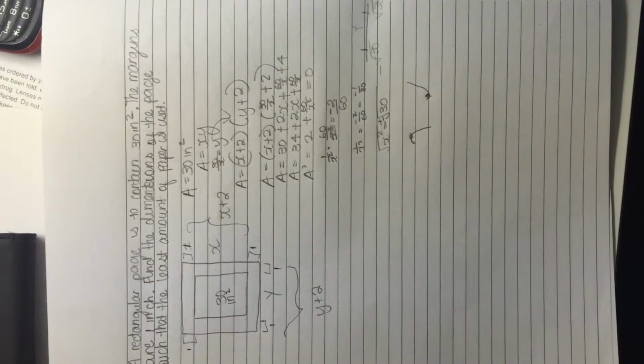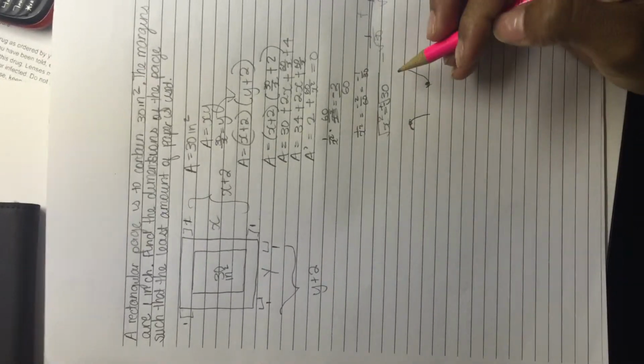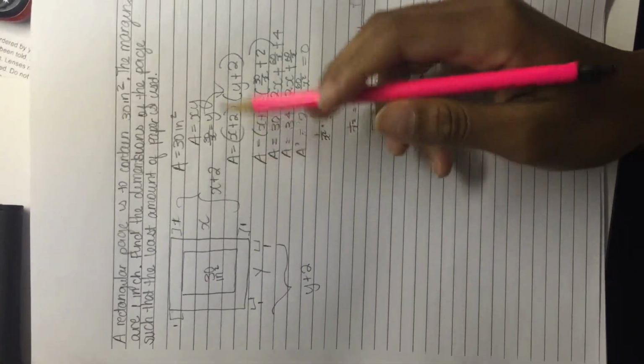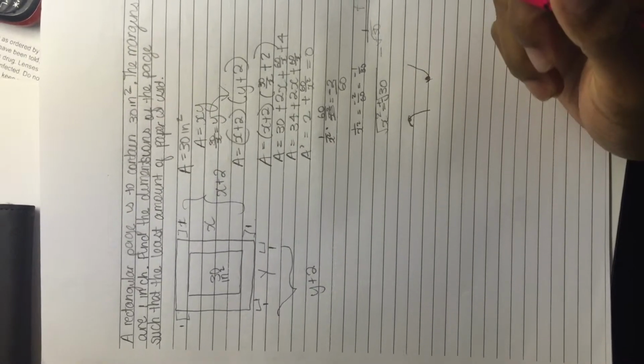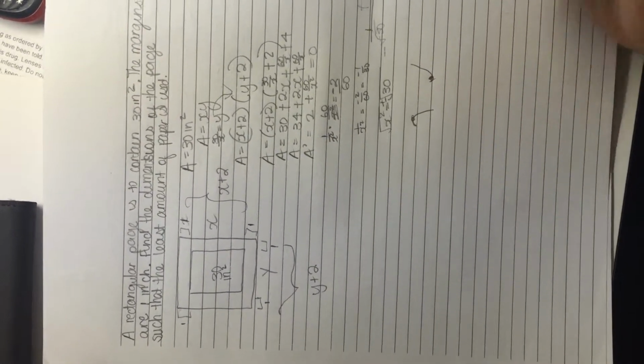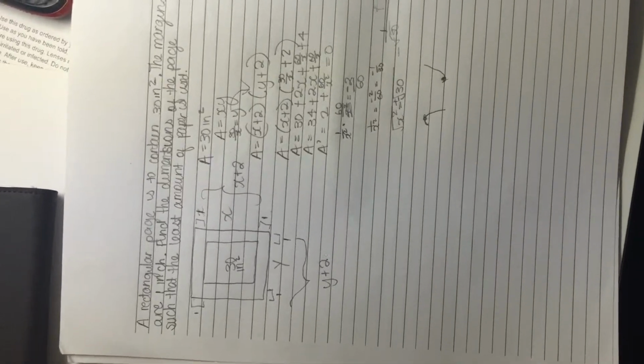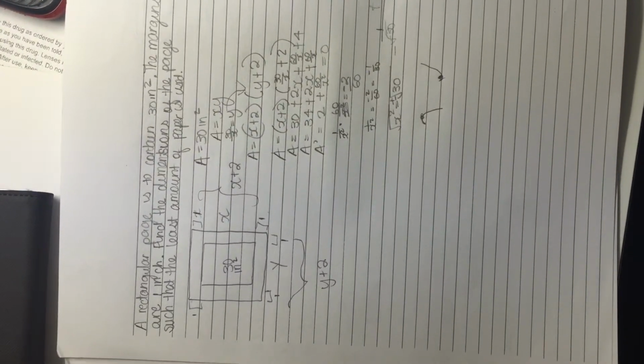So that is just one part of it. So we know what x is. Now we have to take x, plug it back into the equation, and find our y value, and that's how you would find the dimensions for the least amount of paper.